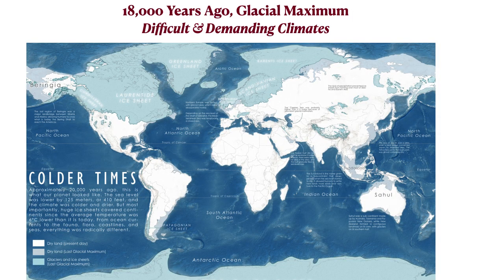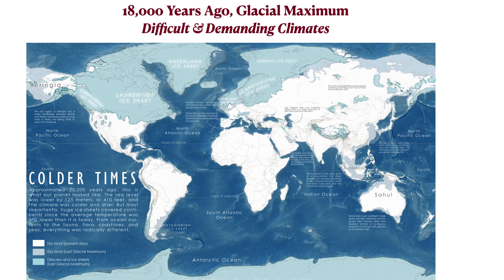Moving on to just sort of looking at conditions, let's say 18,000 years ago. So I've gone back a few thousand years. I'm not talking about this period of 12,000 years ago when Pleistocene extinctions occurred. But I use 18,000 years ago because that was sort of the height of the glacial period, the coldest temperatures. Very difficult and demanding climates in most areas.